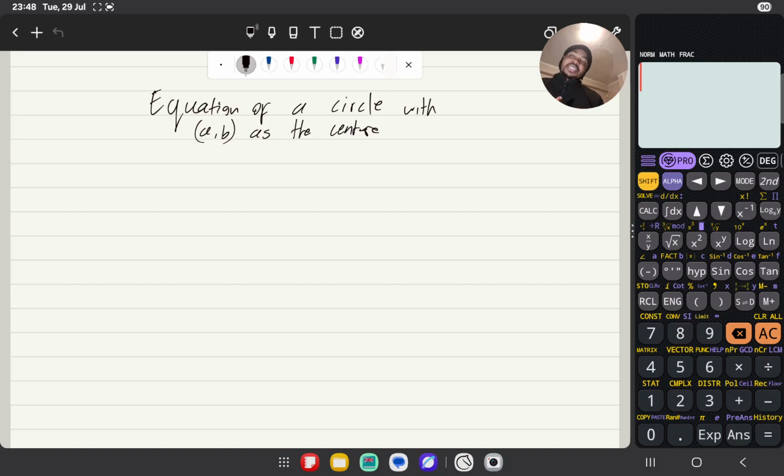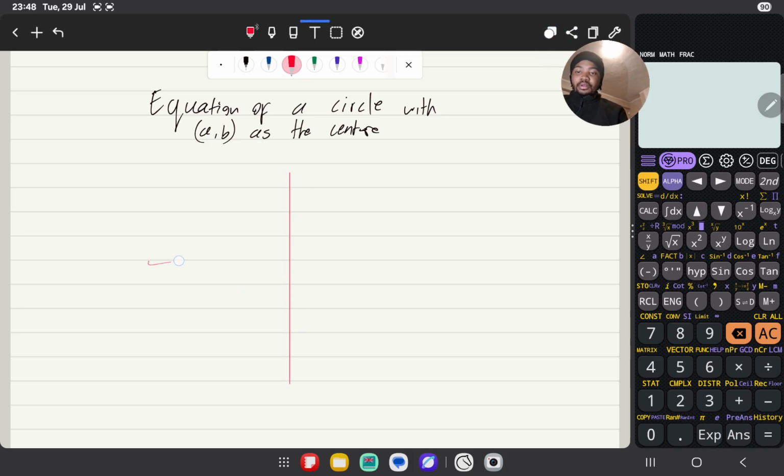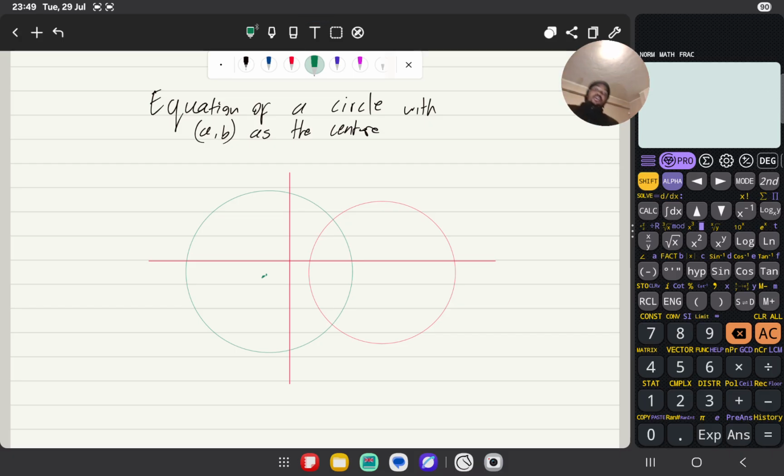We just know that the center is not the origin. I'll just give one possible example of that kind of circle. So we can have a circle like that. You see that circle, the center is not the origin. Or we could have this one, right? The center will definitely be somewhere here and not here. So there are multiple examples of this kind of circle.